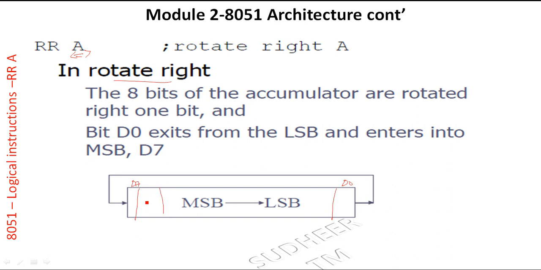D7 will move to D6. D6 will move to D5. D5 will move to D4, etc. D1 will move to D0, and D0 will move to D7. That is what our rotate instruction will do.